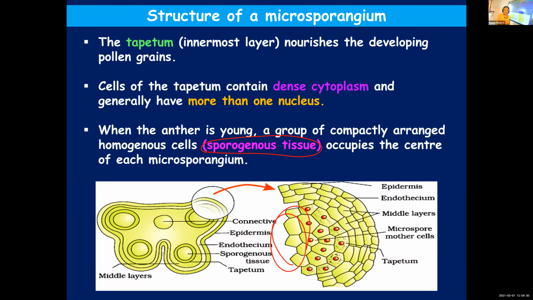That group of cells you call sporogenous tissue. You find them at the center, and that too when the anther is in the young stage. But as the anther grows, some changes take place in the sporogenous tissue and pollen grains will be formed, which you will learn in the next class. Okay? Have you understood? Yes, ma'am. Any doubt?